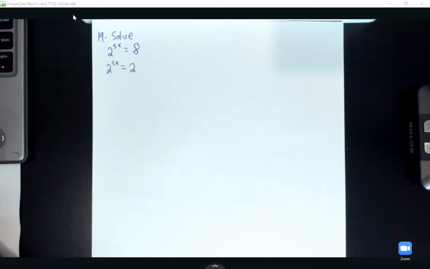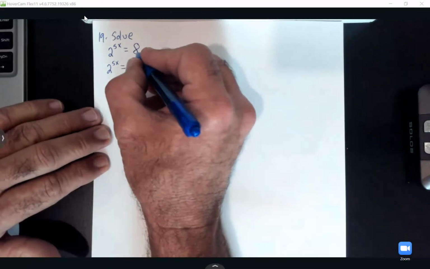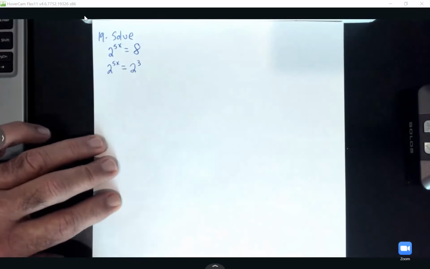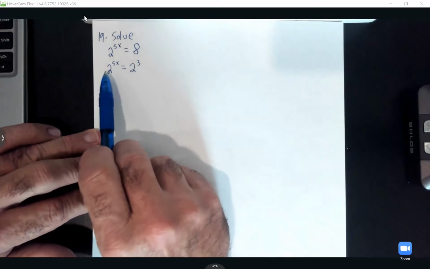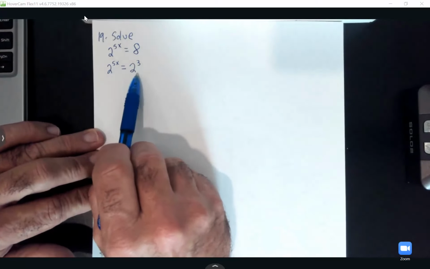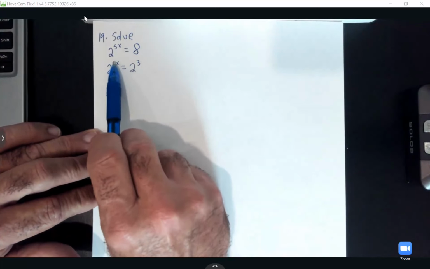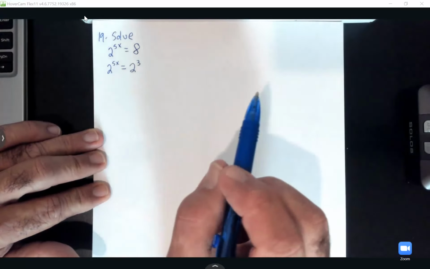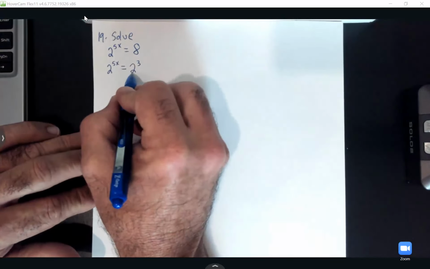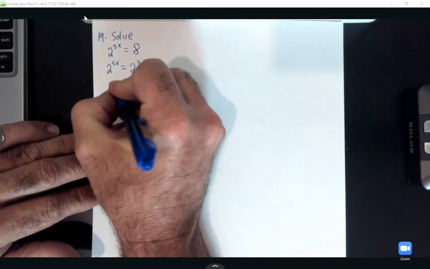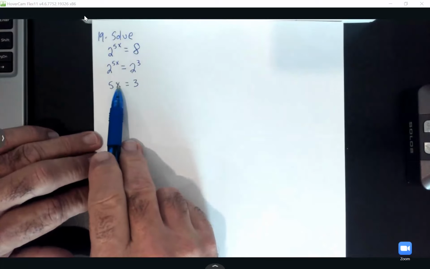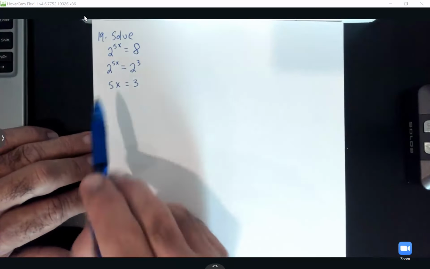So 3 of them, right? Perfect. Because 2 times 2 is 4, times 2 is 8. So rewrite this 8 as 2 to the 3rd power. Because on this one, notice, if I can rewrite them using the same base, that means the exponents have to be equal. Because both of these sides are actually equal, right? So since the bases match, the exponents equal each other. And then all we got to do now to solve for x, divide both sides by that 5.